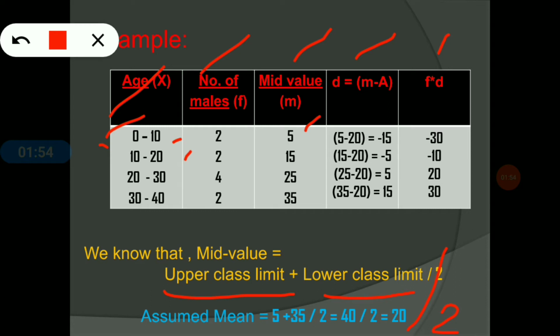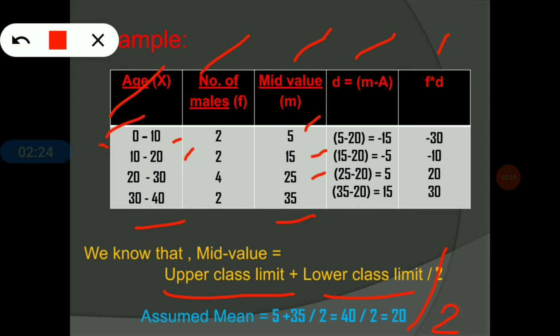Now, going to the second one. So, 10 plus 20, divided by 2, that means 15. 20 plus 30, that equals 50, 50 by 2. So, that is why the mid value for the third variable equals 25, and now go to the last one, 30 plus 40, divided by 2. So, 70 by 2, that means 35. I think it is clear what the basic calculation process of mid value is.